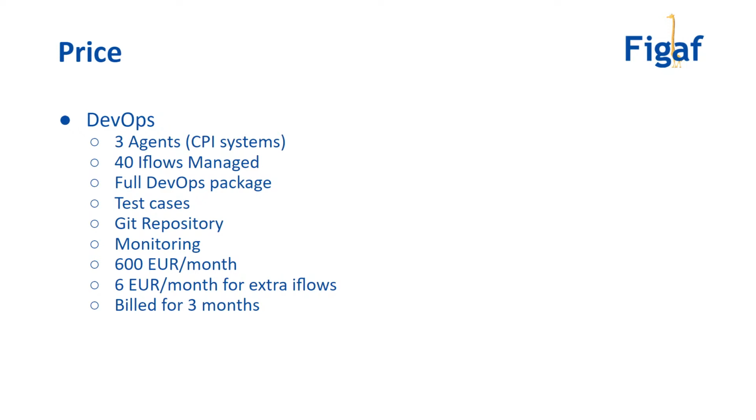Pricing, obviously interesting. So we do have a basic package that's like 600 euros a month. And it includes everything that I've showed you today. Testing, we could probably have gone more into the test cases. It's really a cool area. Git repository monitoring and transport, obviously. And then it's like 600 euros a month and something like 6 euros extra per extra iFlow you have.